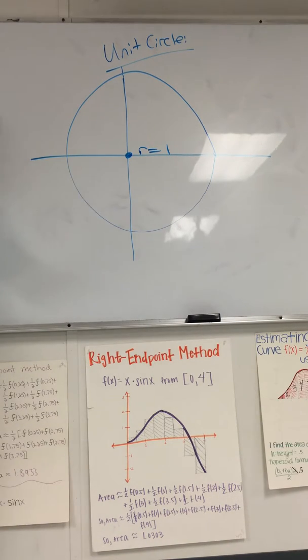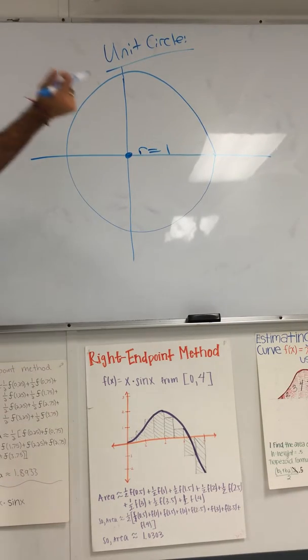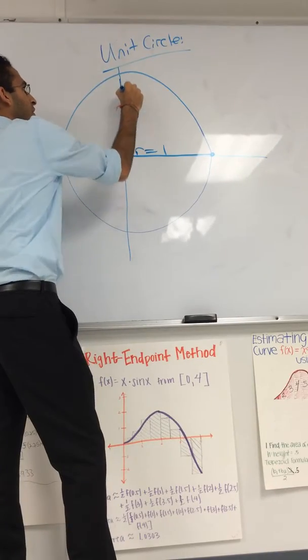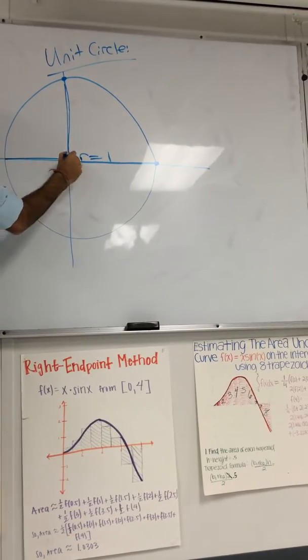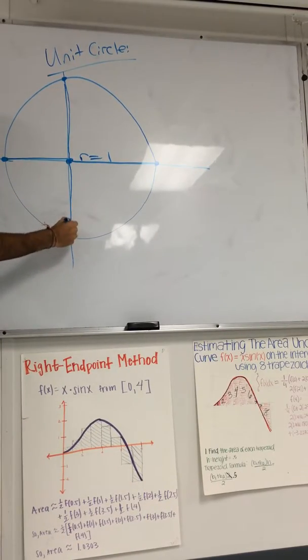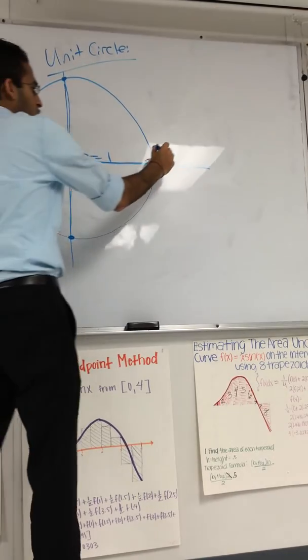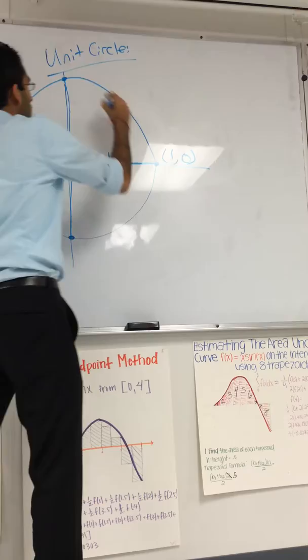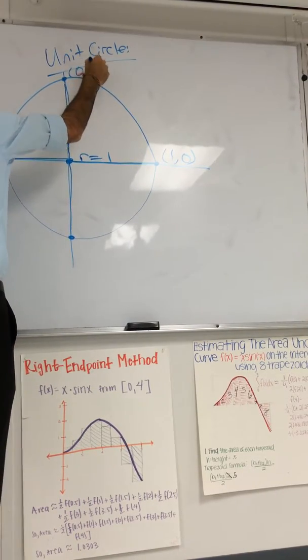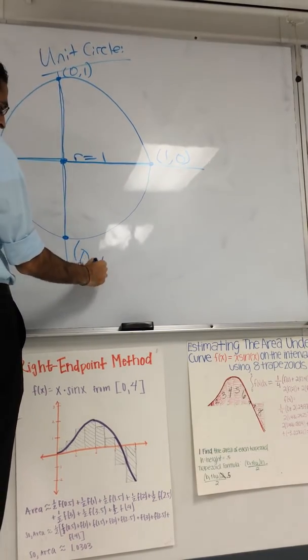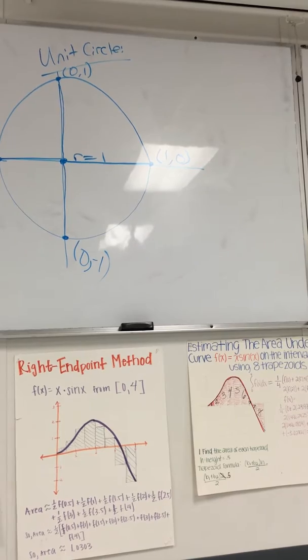That means that the distance, we all know what a radius means, right? The distance from the center of the circle to any point must be 1. So this distance from here to here must be 1. This distance must be 1. This distance must be 1. And this distance must also be 1. The diameter is 2. Now, this coordinate must be 1, 0. This must be 0, 1. This must be negative 1, 0. And this must be 0, negative 1. Radius of 1, right?